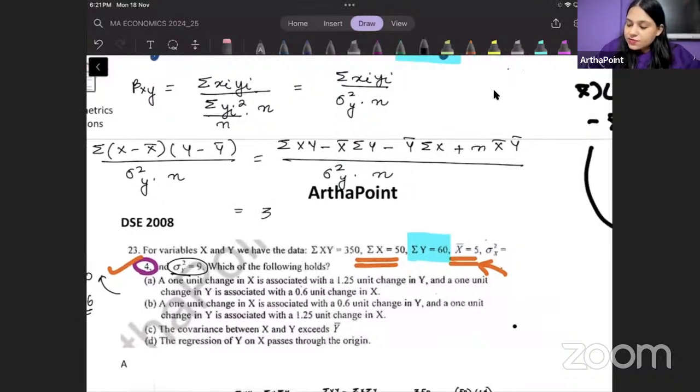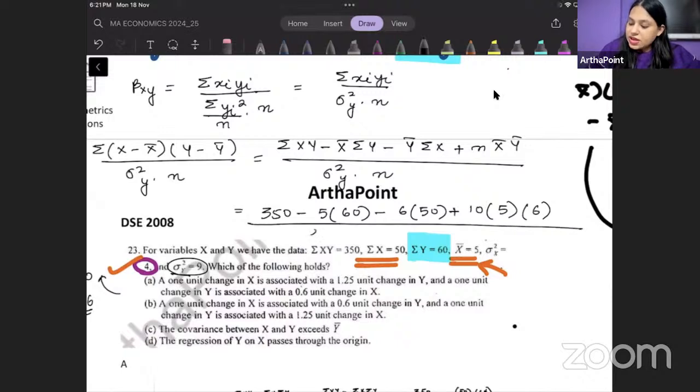So we'll get 350 minus mean of x is 5, summation y is 60, mean of y is 6, summation x is 50, number of observations are 10, mean of x is 5, mean of y is 6, sigma square y is 9, and number of observations are 10. Plug in these values, get the answer. Okay, so it's coming as 5 by 9 for all of you.